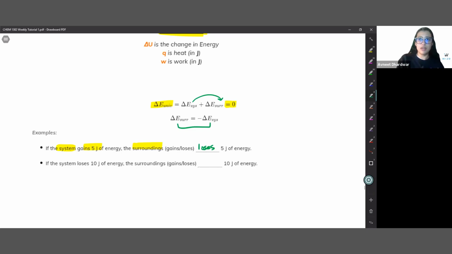Okay, on the other hand, another example is if the system loses 10 joules of energy, then that 10 joules of energy is gained by the surroundings. Surroundings gains 10 joules of energy. Okay, so they're going to have the same magnitude, opposite signs. And when we talk next time, this is going to come in handy when we talk about calorimetry.